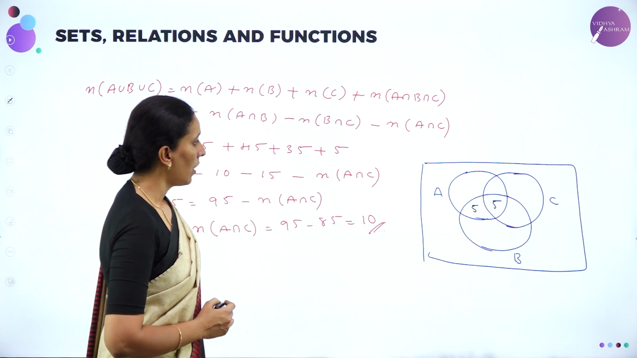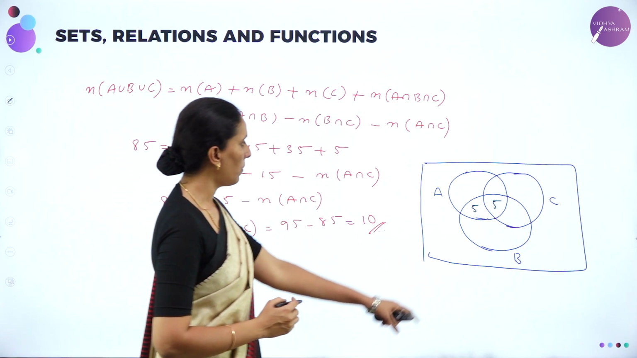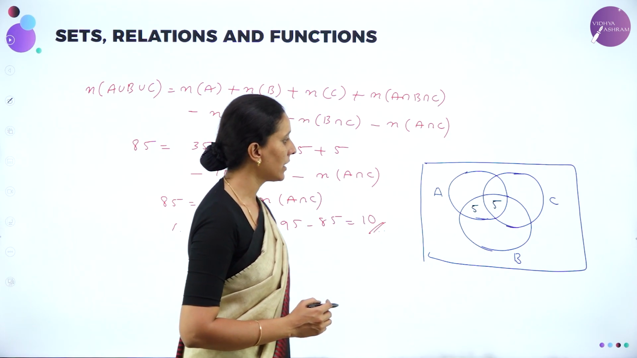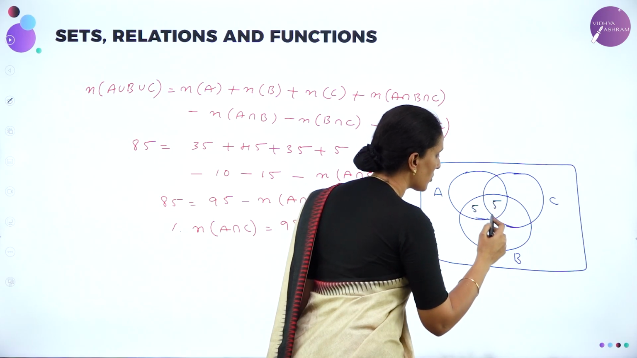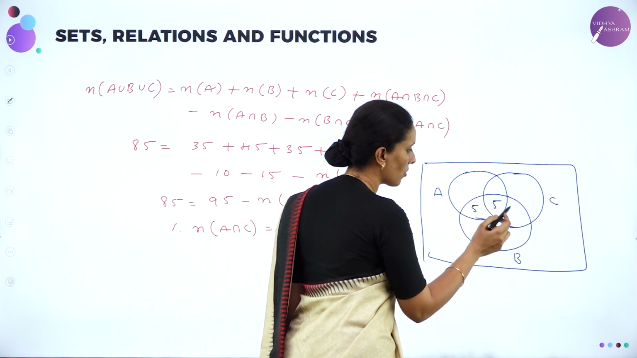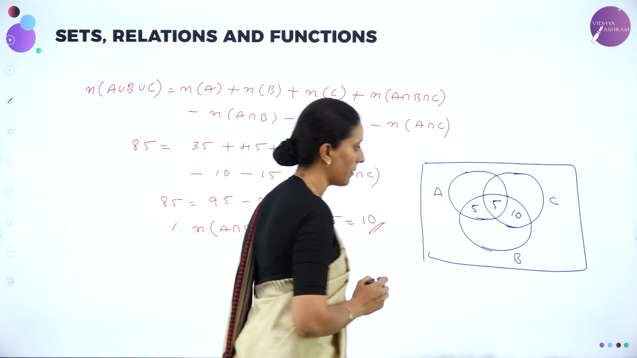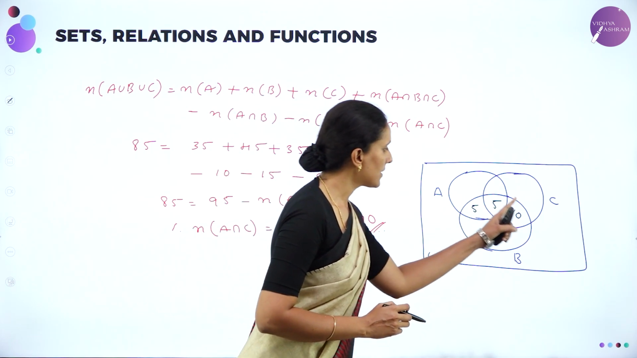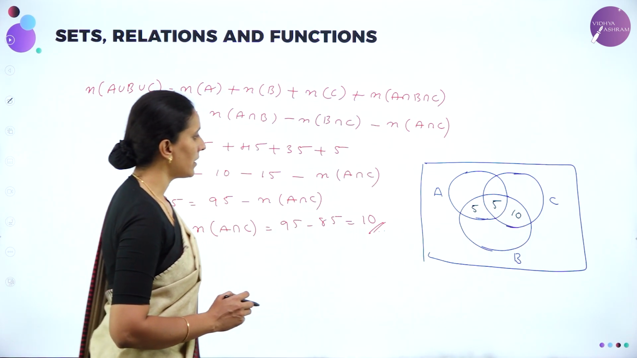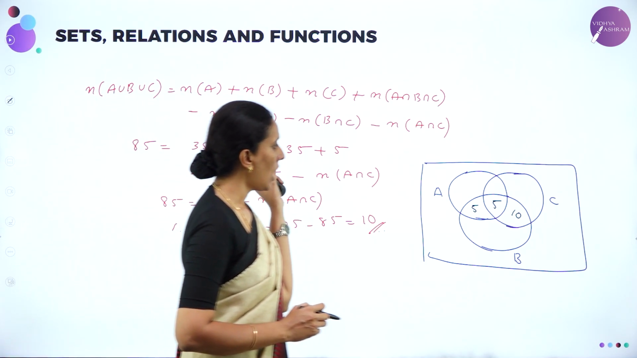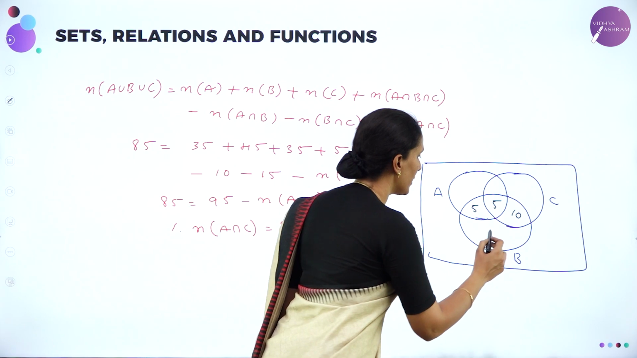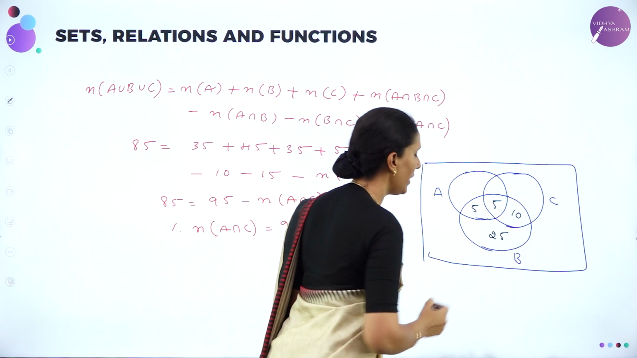Next we have the number of people who play both basketball and indoor games. We have 15 students. This is the intersection part of B and C. So 5 is already written, so the remaining 10. Next, let us consider the circle B. Circle B is the number of people who like to play basketball, which is 45. Out of 45, 20 is already written. So the remaining 25 will be here.